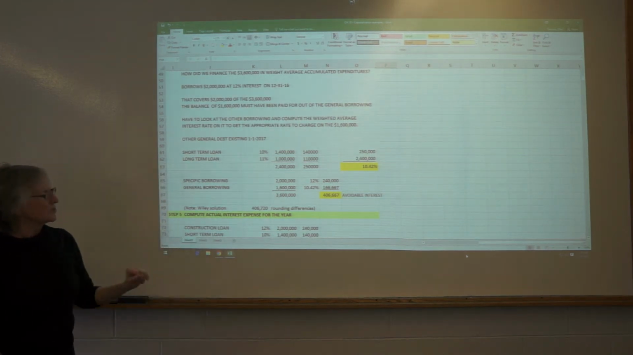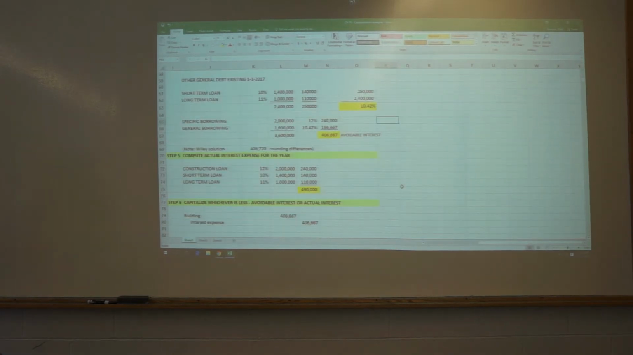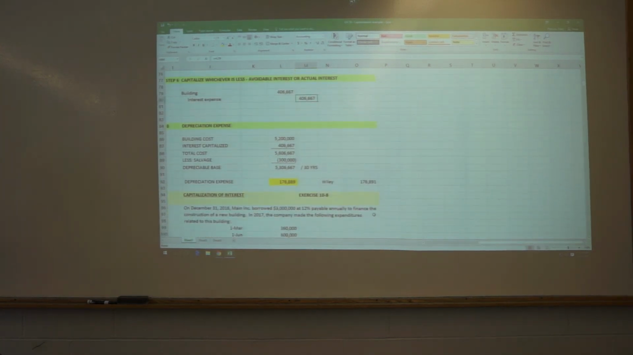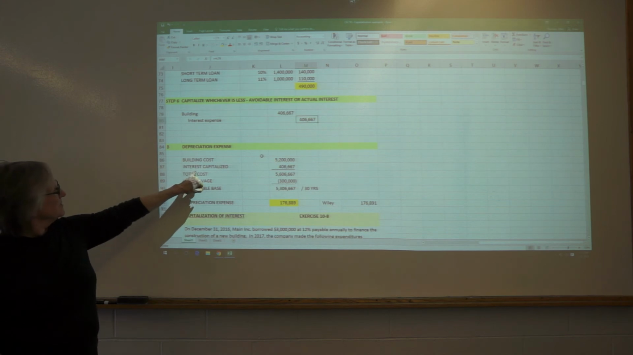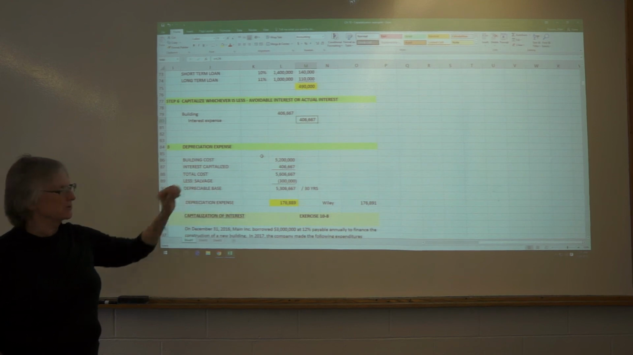Okay. So the next step is we have to compute the actual interest for the year, okay? And so we take the interest on all 3 loans, we get $490. The avoidable interest is less, so we just capitalize that to the cost of the building, and reduce our interest expense. They have you also do the depreciation expense here. So the building cost was the $55.2 million. Capitalize the interest, total cost, less salvage, depreciable base, divided by 30 years.